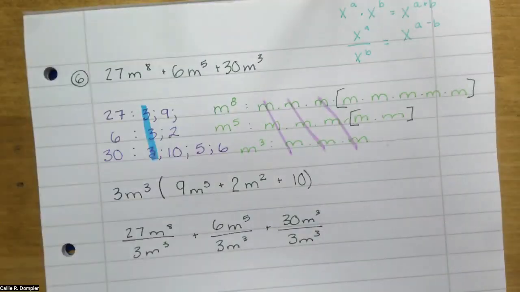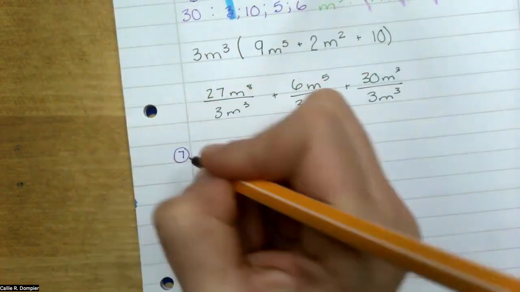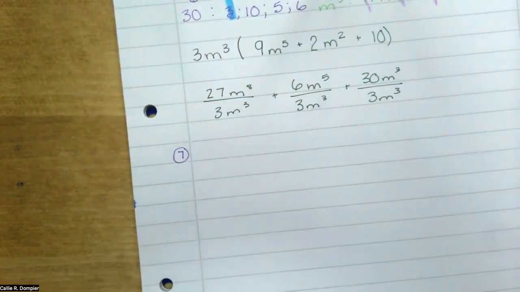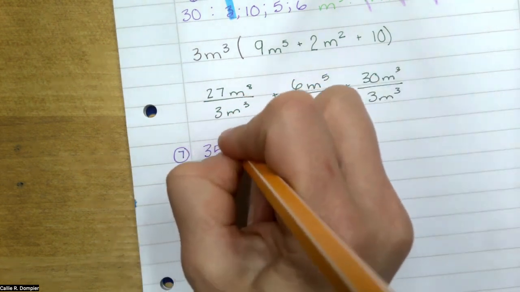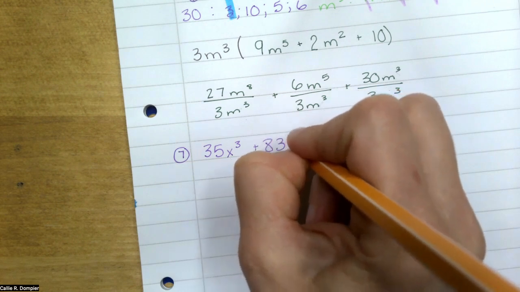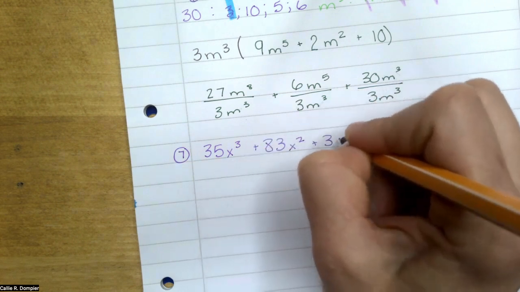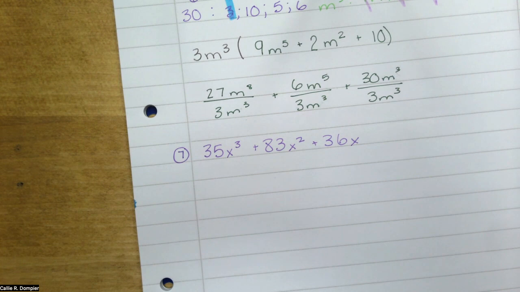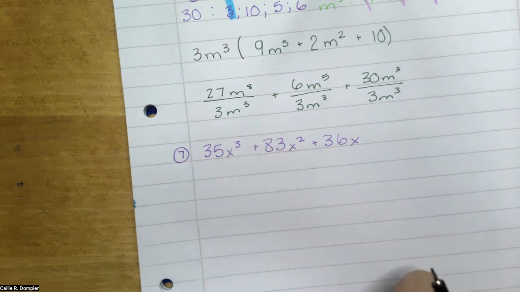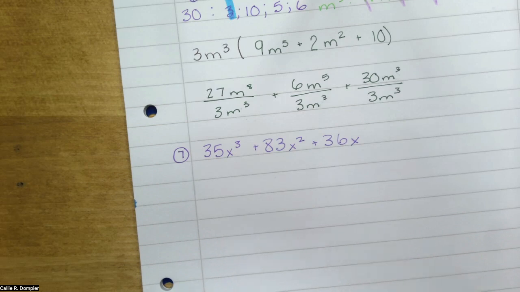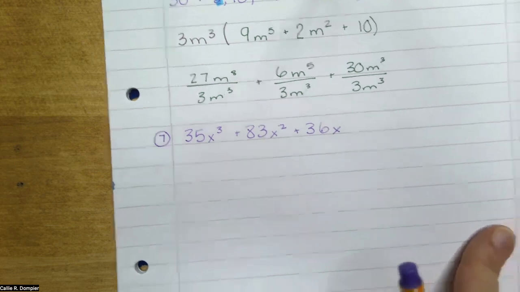Let's factor number 7. Number 7 is 35x to the 3rd plus 83x squared plus 36x. Good? All right, what are the factors? And in this situation, honestly, I would just Google, are there any factors of 83? If it was during an exam and you couldn't Google that, you could go through 83 and just start dividing it by every number in your calculator if you wanted. I wouldn't even do that in an exam situation.